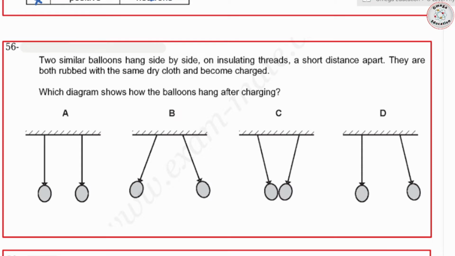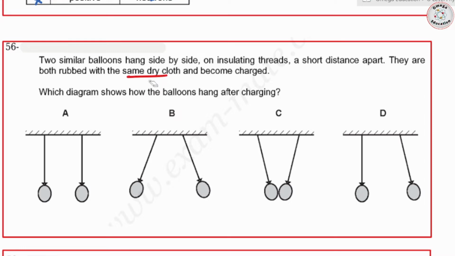Two similar balloons hang side by side on insulating threads a short distance apart. They are both rubbed with the same dry cloth and become charged. Which diagram shows how the balloons hang after charging? So two similar balloons mean they are made up of the same stuff, and they are rubbed with the same dry cloth.